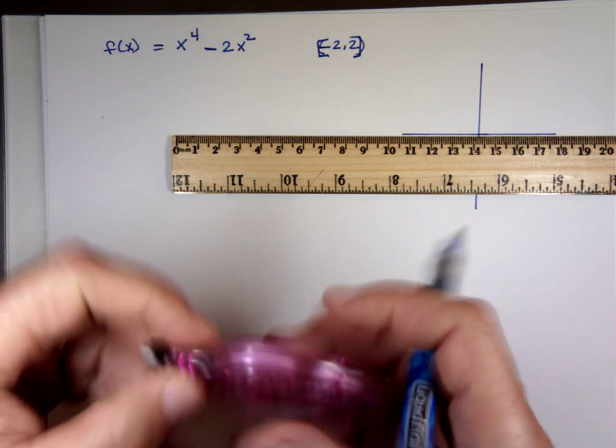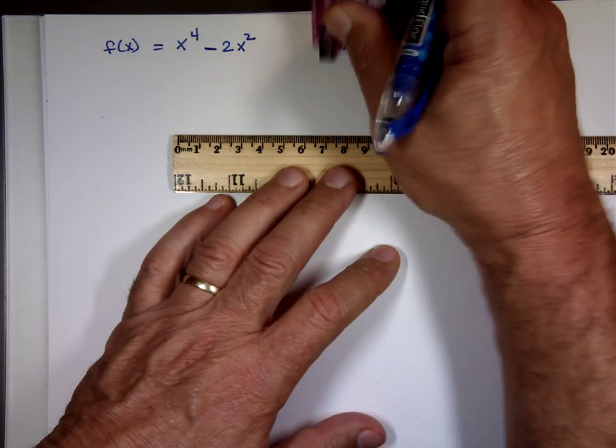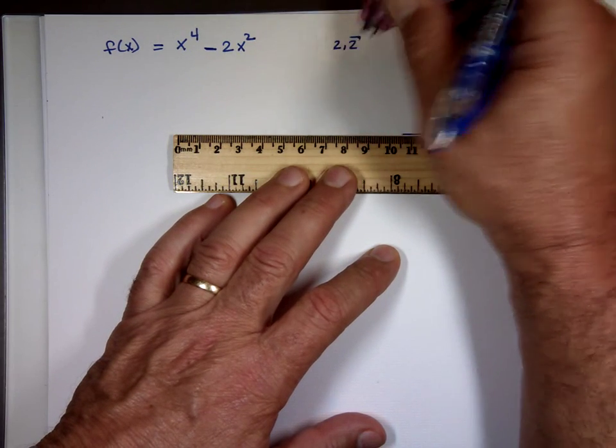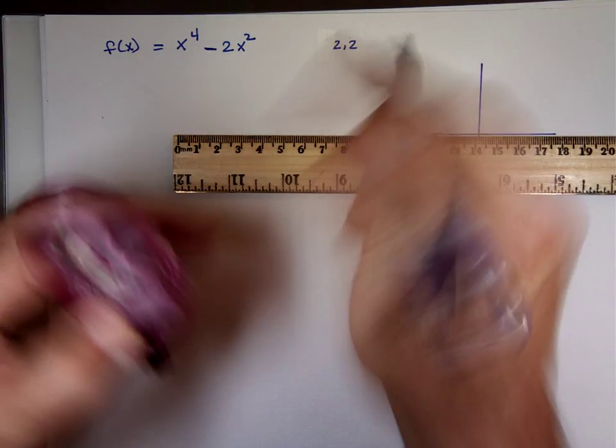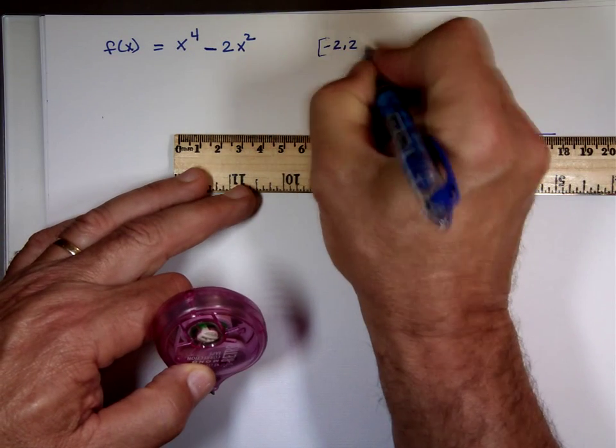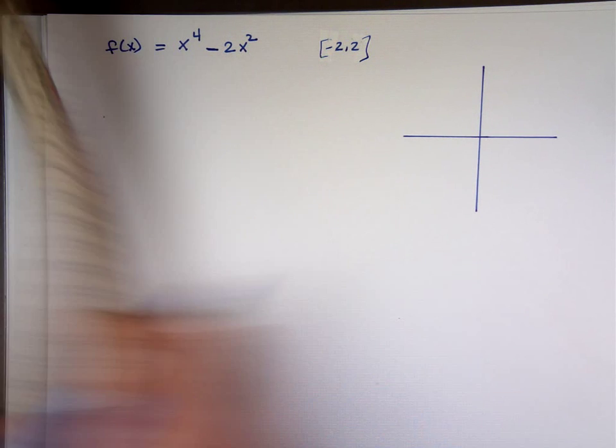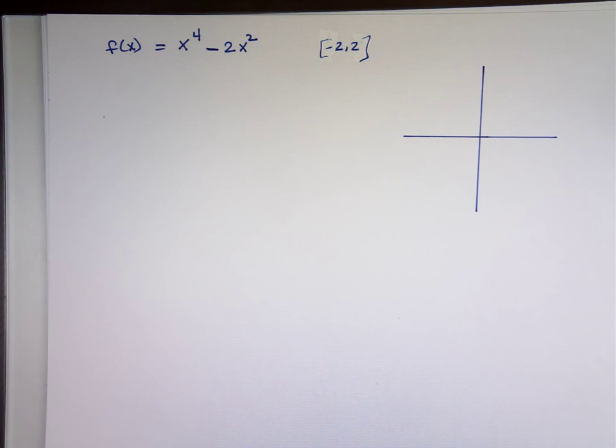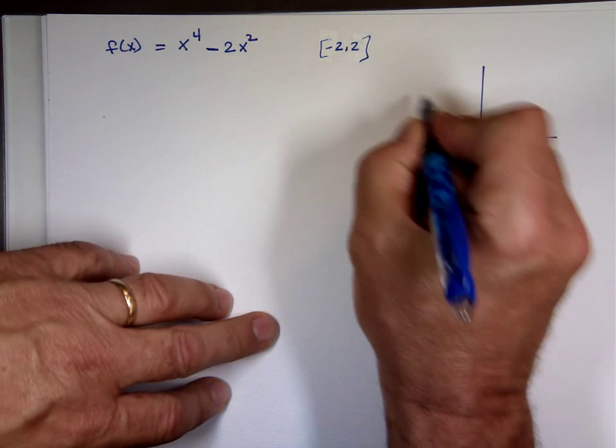I don't know why I correct these, because after I correct them, I don't like the way they look. I end up erasing them. If you graph that, it looks something like this.